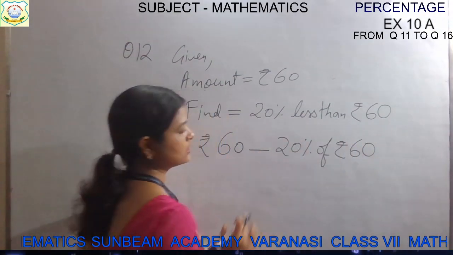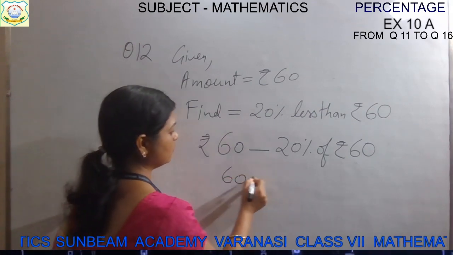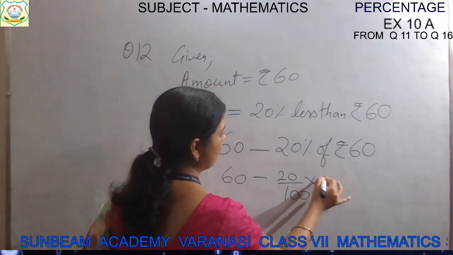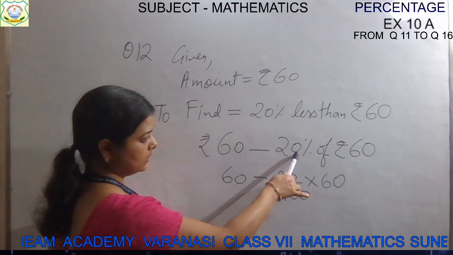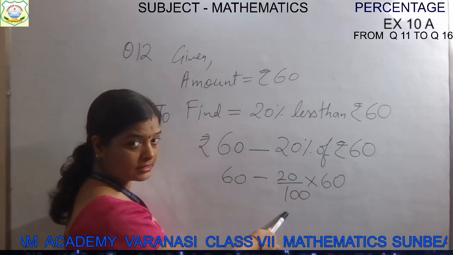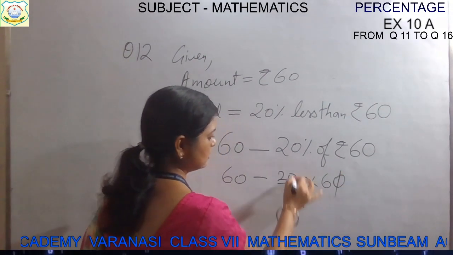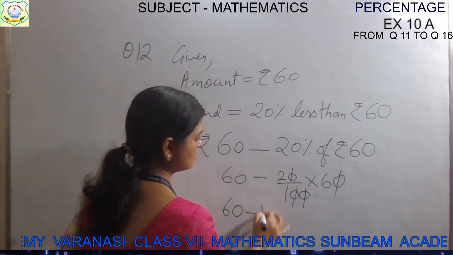20% of 60 rupees. It is less. So it will be 60 rupees minus 20%, which means 20 by 100, of means multiply, into 60. 20% will be written as this. Of means multiply. So now just simplify it. It will be 60 minus 2 sixes are 12.